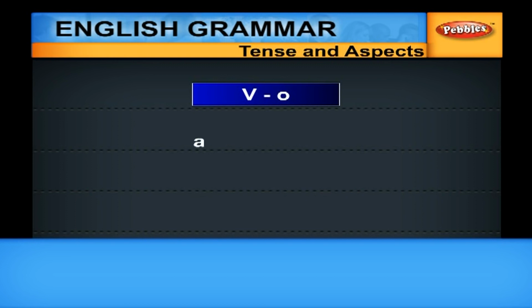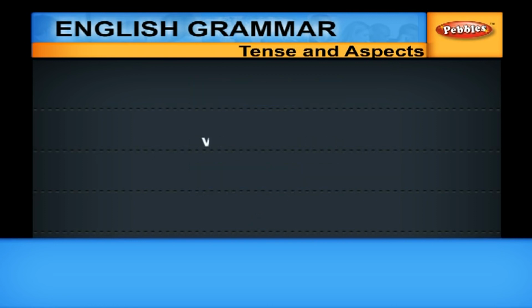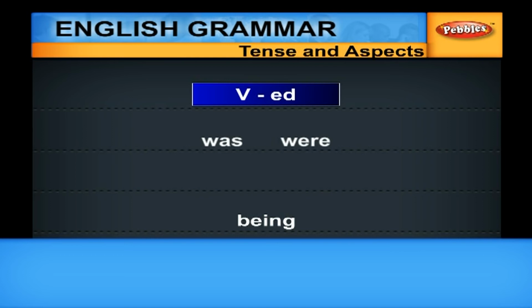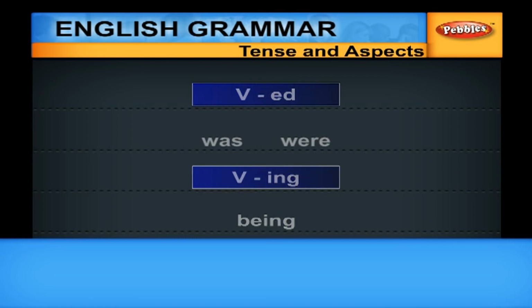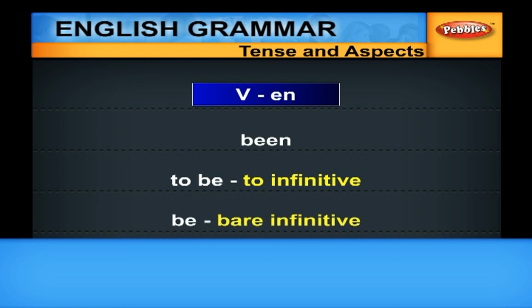When it is am or are, VO, root verb or verb without addition. Is, VS form. Was, were, VED form or past tense. Being, VING present participle. Been, VEN past participle. To be, to infinitive. Be, bare infinitive.